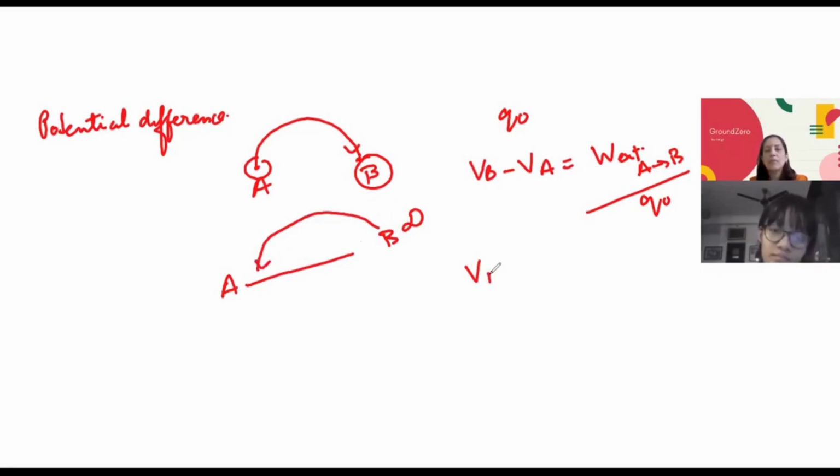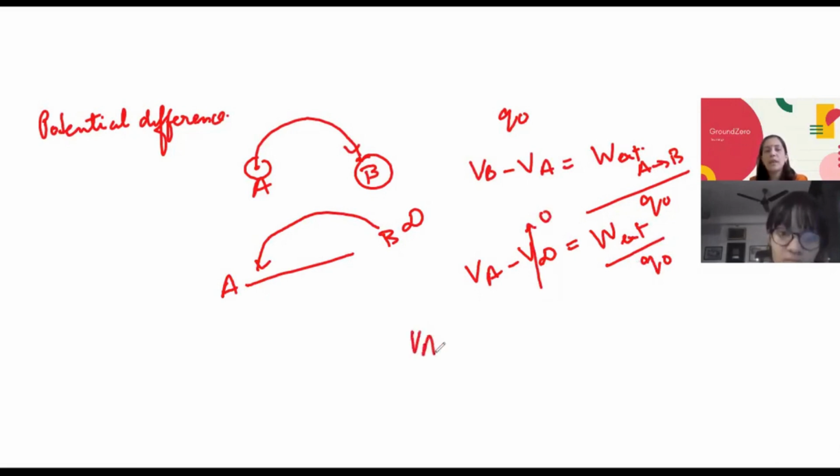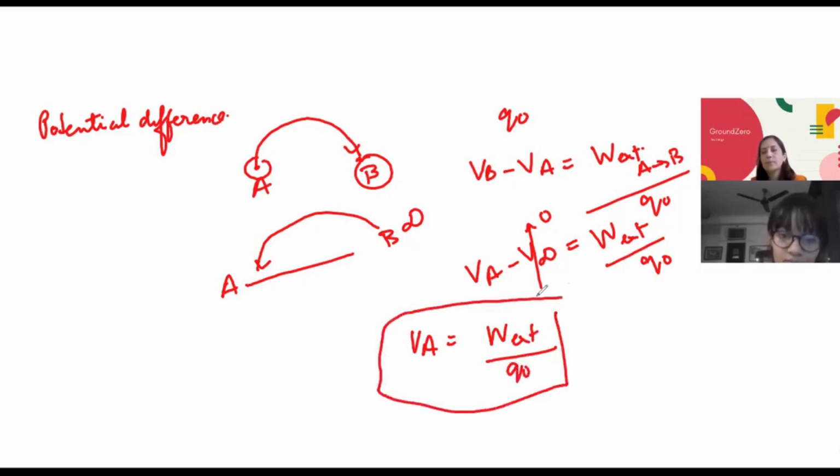Now what will be VA minus V infinity, right? And the external work done by the external agent upon the Q naught, right? So we know it is an assumption that the potential at infinity is zero. So VA is equal to the work done by the external agent, right, upon Q naught. So that is the potential at a particular point P.